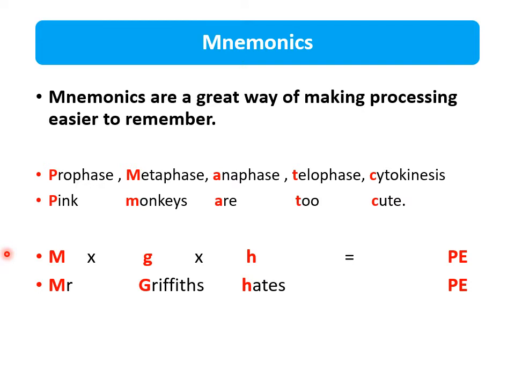Those are the first letters of the stages of mitosis. A similar one, very useful for equations, is you turn your equation into a little story. So for potential energy, you have mass times gravity times height, which easily turns into Mr. Griffiths hates PE. Easy to remember because he obviously doesn't. So therefore, again, you're turning something that can be quite arbitrary and quite hard to remember into something that's very easy to remember because you're tying it to something you know very well.